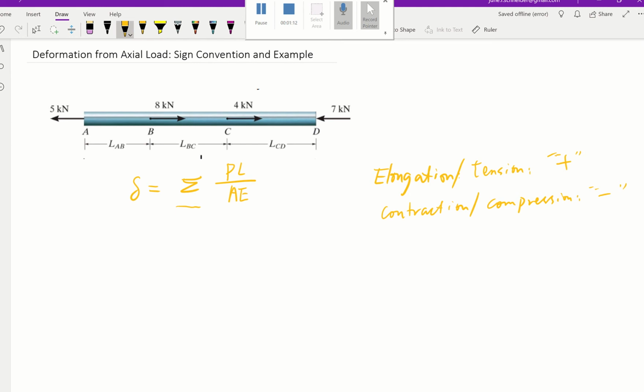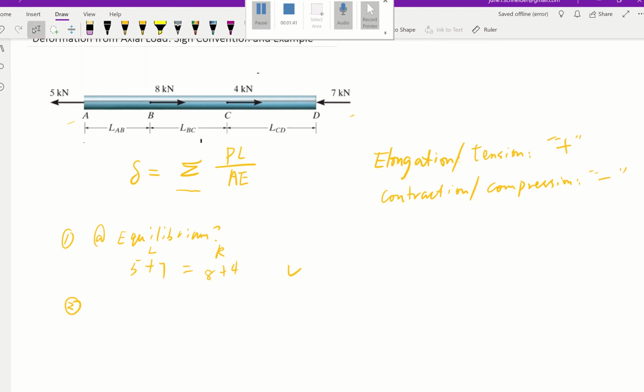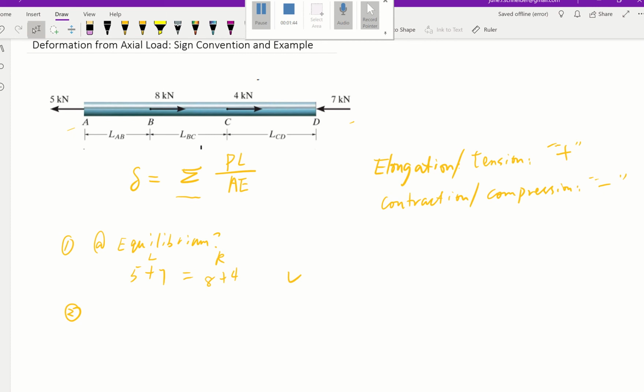Okay, so now let's look at this example. You have these four forces, and let's first look at it. Is this at equilibrium? Let's take a look. There's a 5 kilonewton going to the left and a 7, so 5 plus 7 is going to the left. And going to the right, we have 8 plus 4, so that is indeed correct. They both are 12. Now we're going to look at sections. How many sections do you see for this one? All right, so you see 3, right?